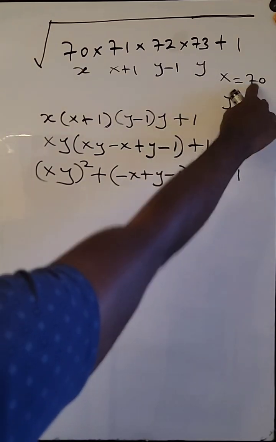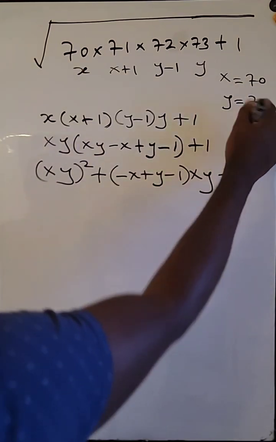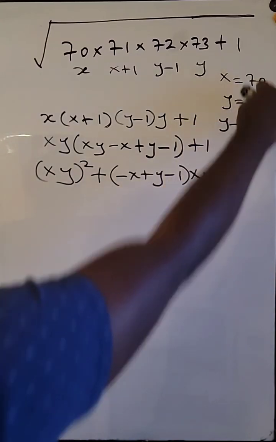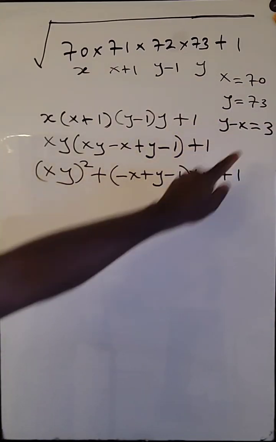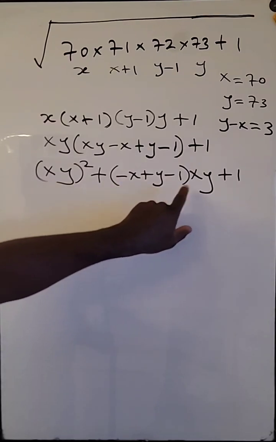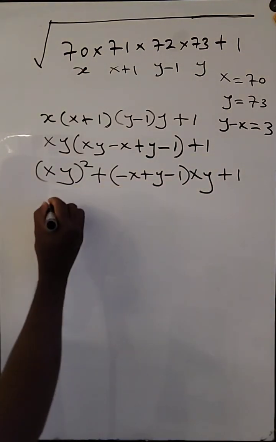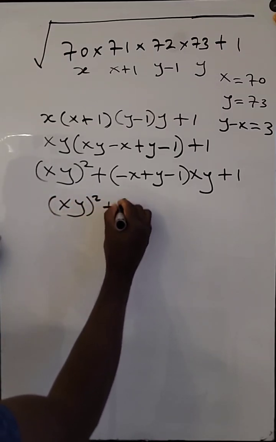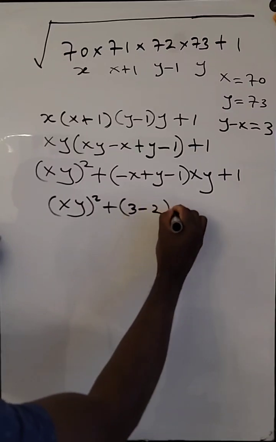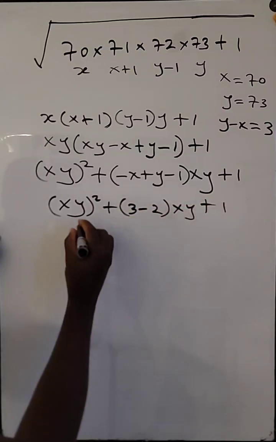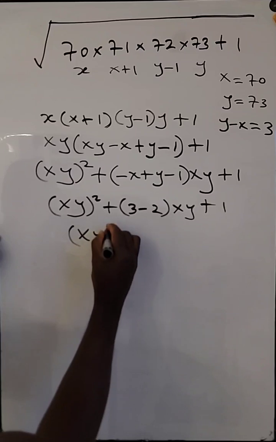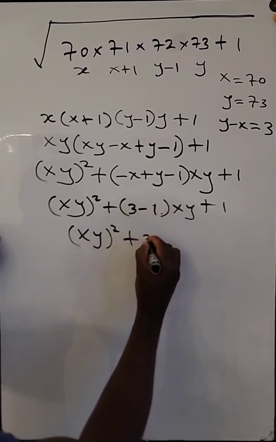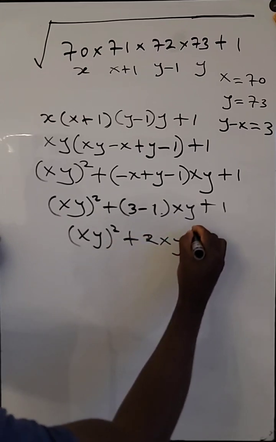Remember, my x is 70, my y is 73, so y minus x is 3, right? Just the difference of these two. And y minus x is the same thing as minus x plus y. So I can replace this with 3. So I'll be left with xy squared plus 3 minus 2 times xy plus 1. This gives me xy all squared plus, this is 1, plus 2xy plus 1.